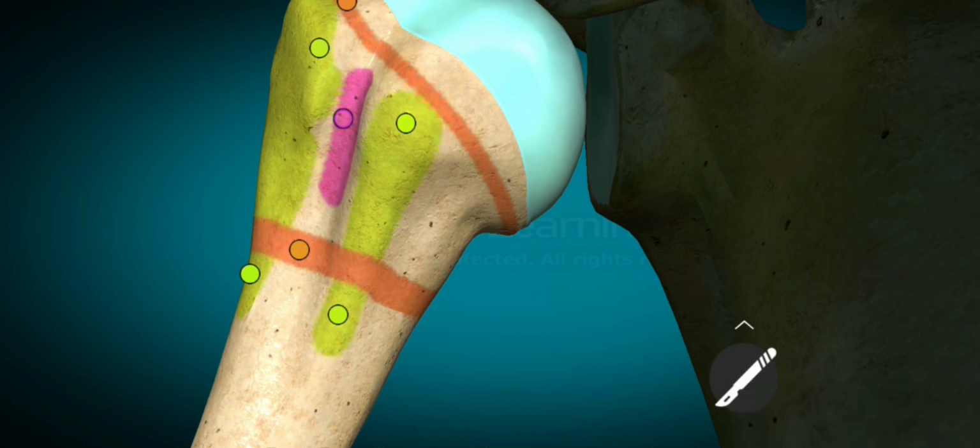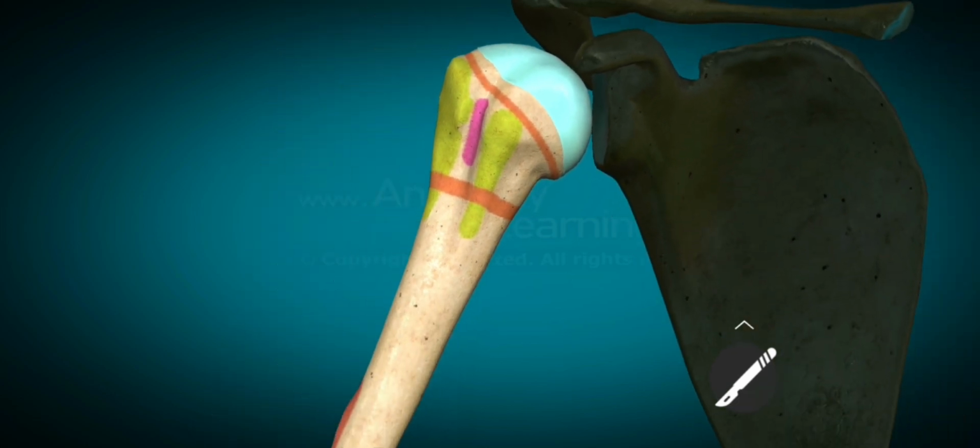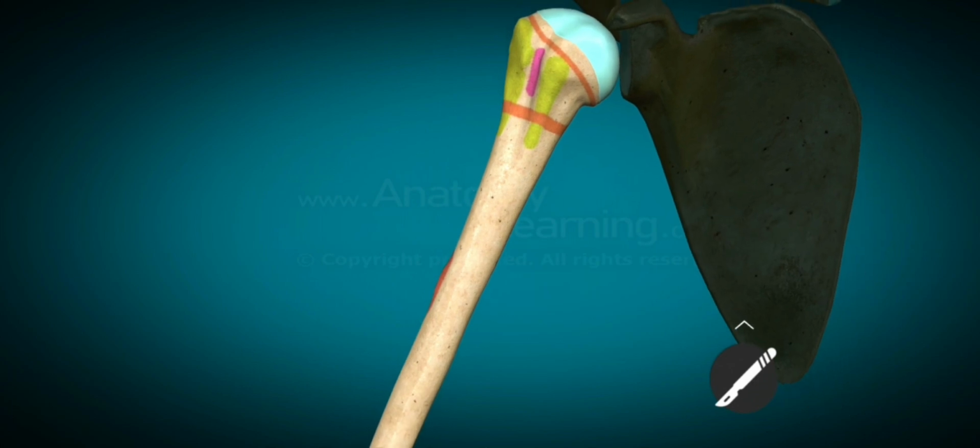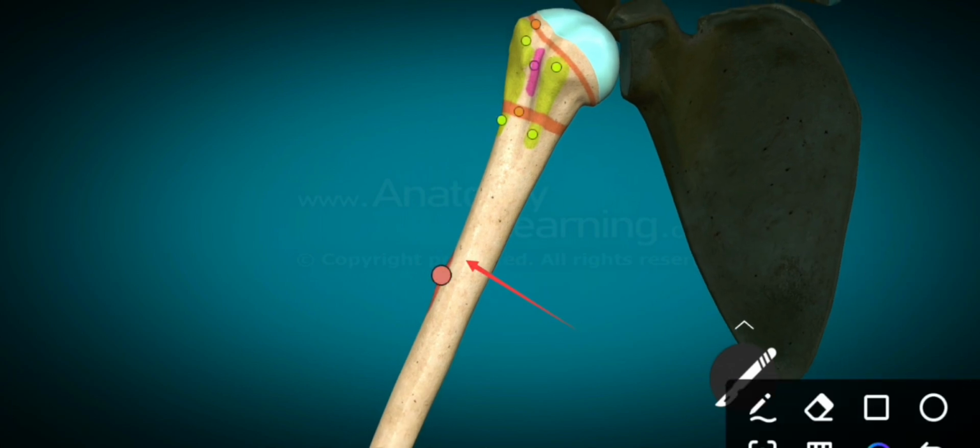Another part of the humerus is the shaft of the humerus, or the body of the humerus, which I will discuss in another video.